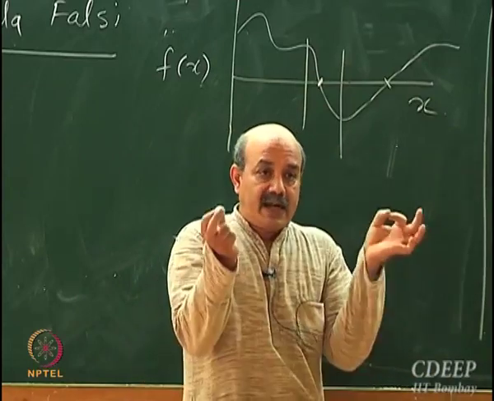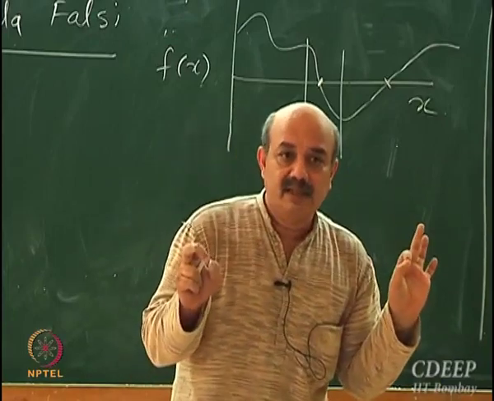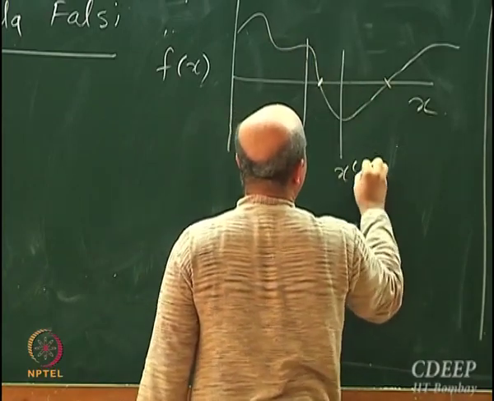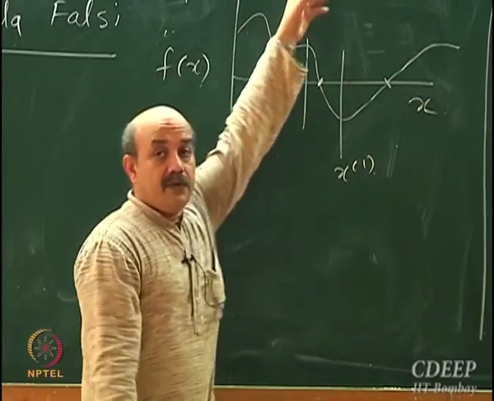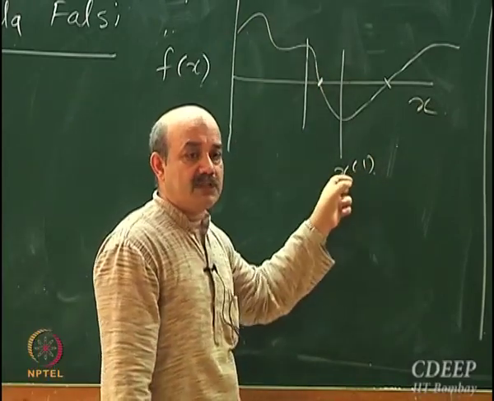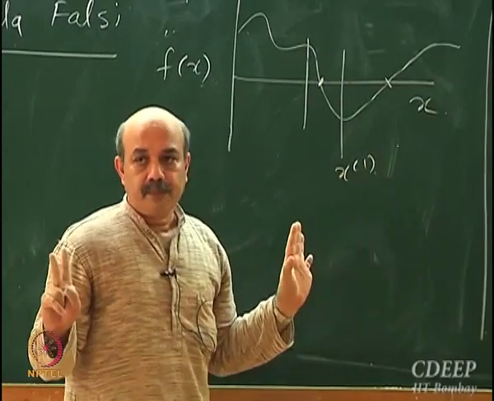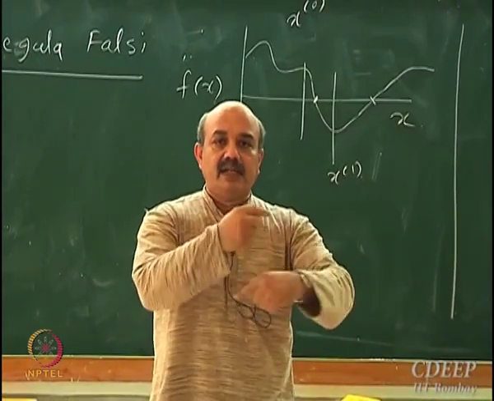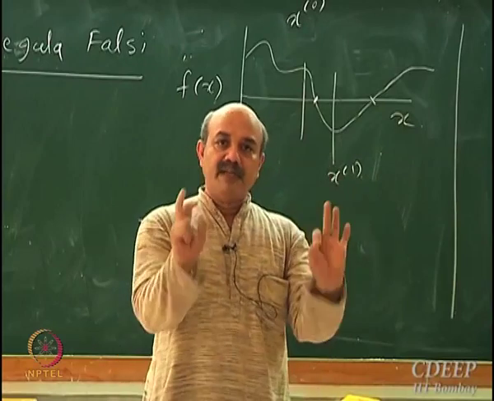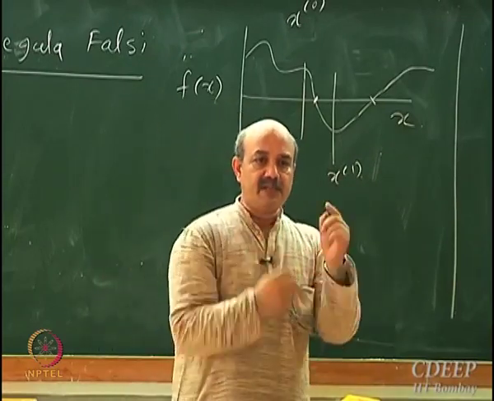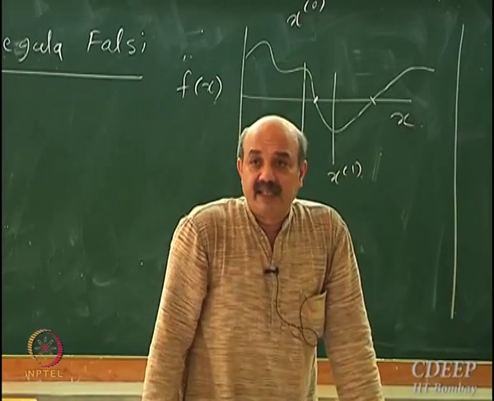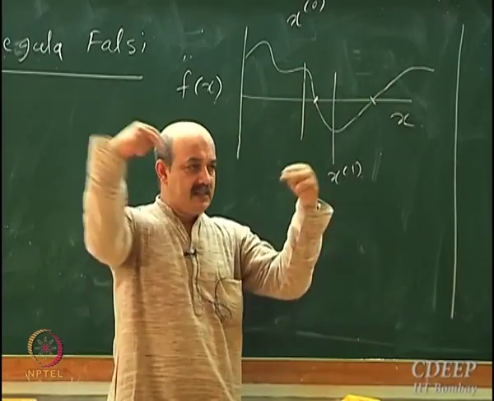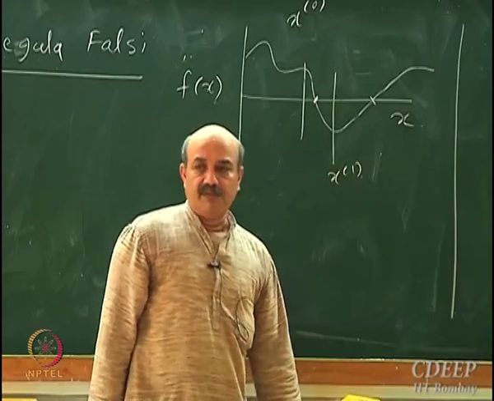Okay, so it starts with two initial guesses. Okay, so it will start with x0 and x1 such that the function evaluated at x0 and the function evaluated at x1 have opposite sign. And then as it proceeds in the calculations, it tries to maintain this. Okay, it tries to maintain the fact that the two successive guesses should always have function values of opposite sign. If that is maintained, then convergence to the solution can be faster.